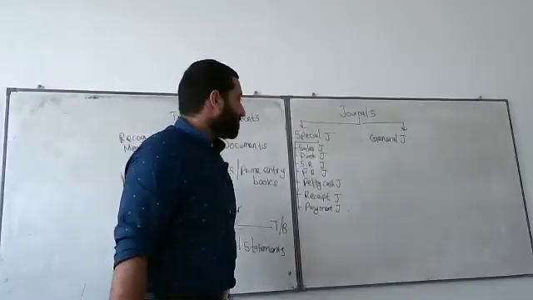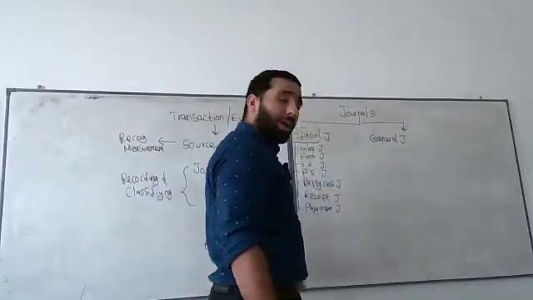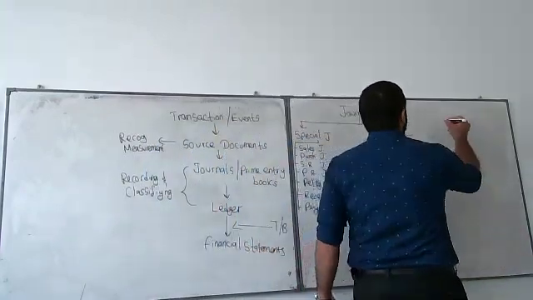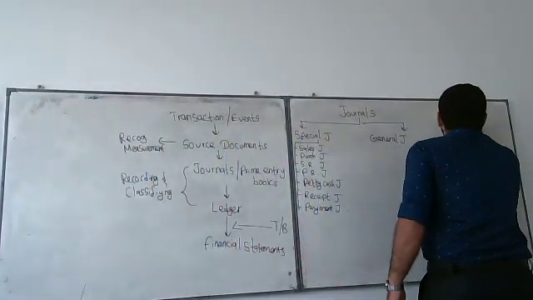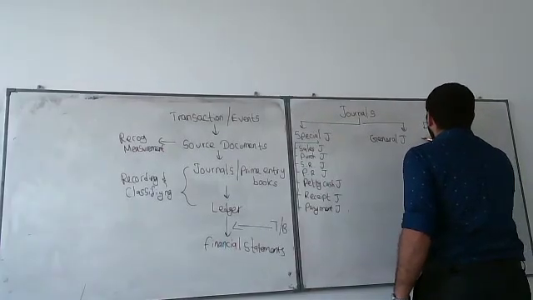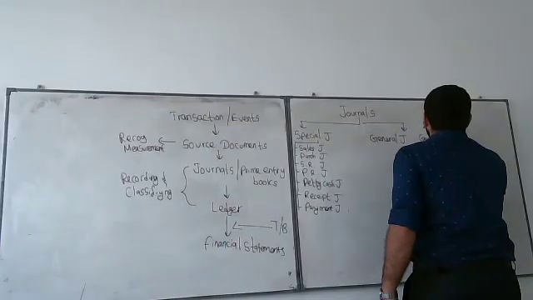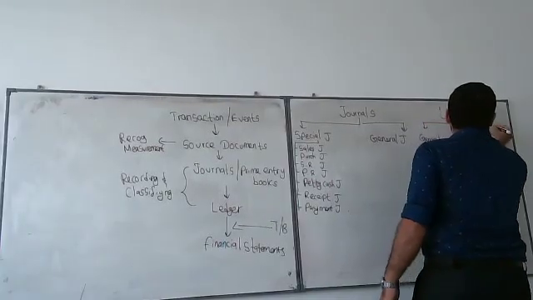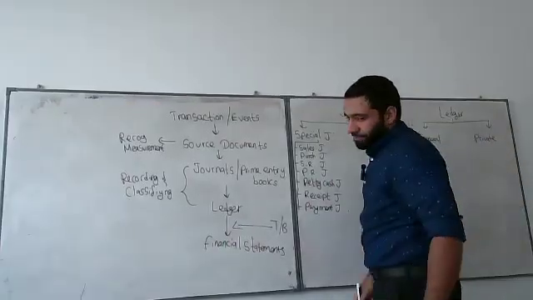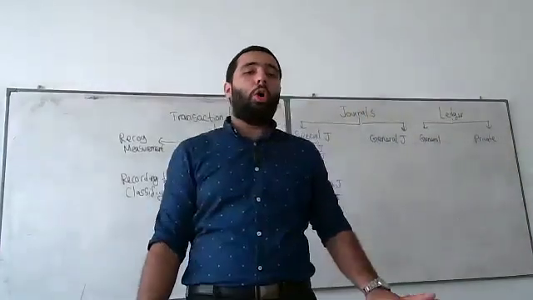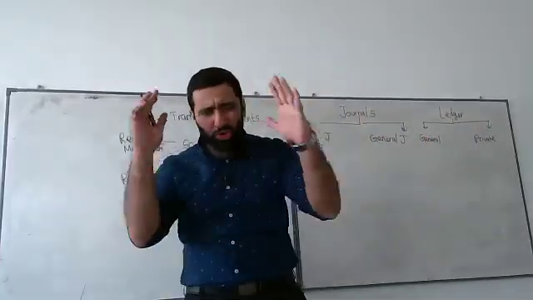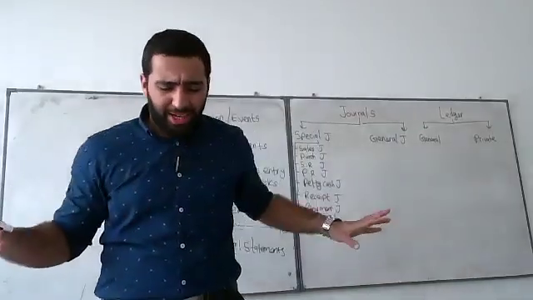And then the general journal. So your journals will be divided into two categories. And then the ledger. Your ledger also divides into two. One is general, one is private. That's all you need to remember. There is no big thing.